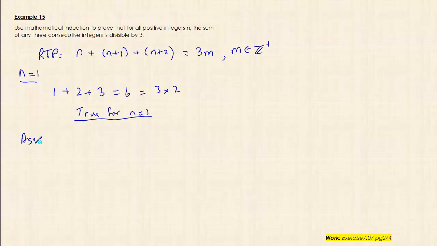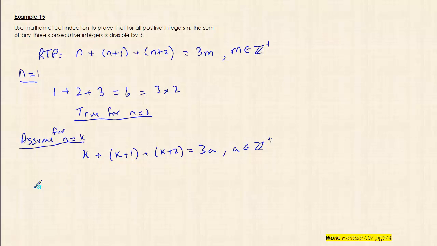Then we're going to assume that it's true for n equals k. Should put step 4 there. Assume true for n equals k. So what we're saying there is that k plus k plus 1 plus k plus 2 is equal to 3a for some a which is a positive integer.